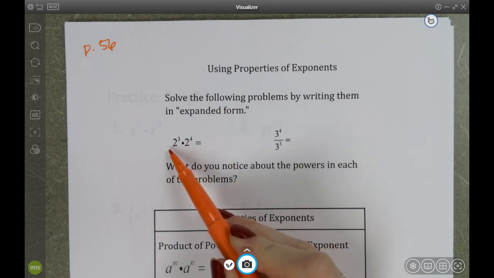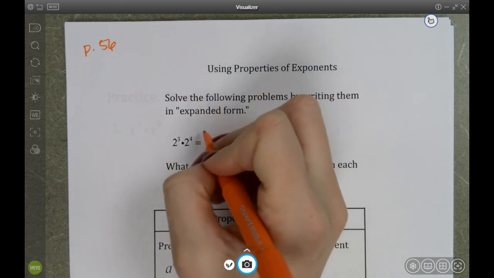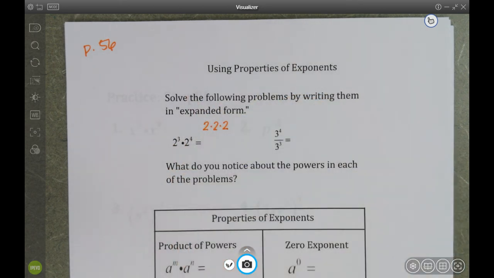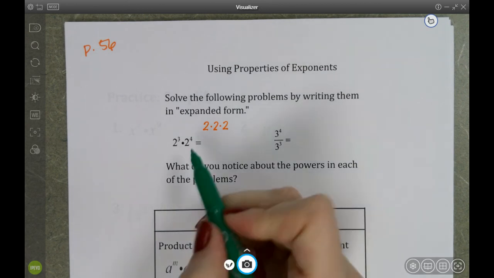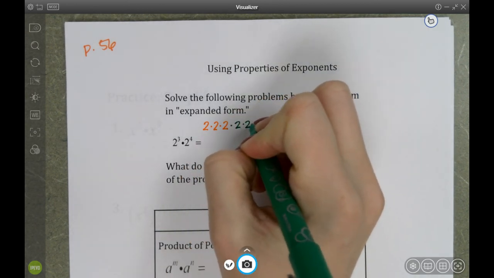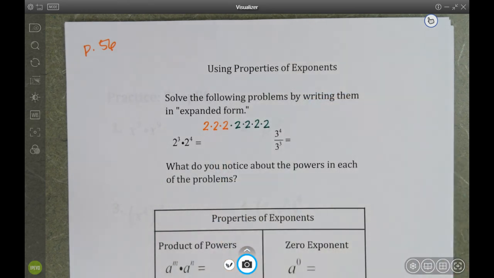Well, 2 to the third power really means 2 times 2 times 2. And 2 to the fourth power really means 2 times itself 4 times, right? So how many 2's am I multiplying together?